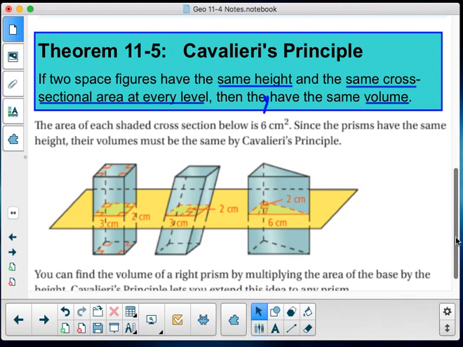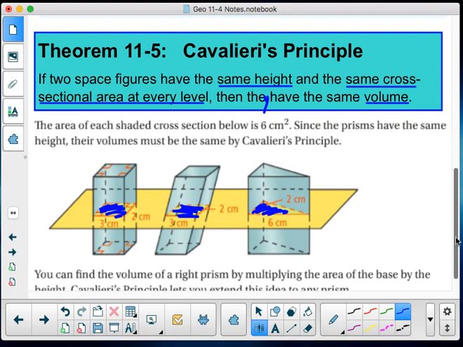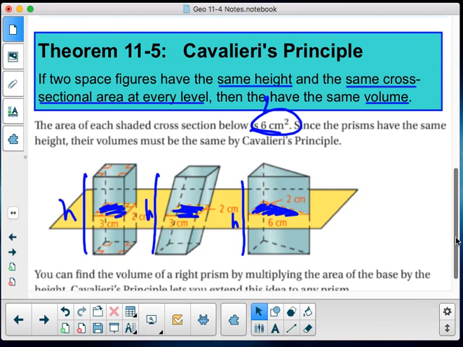Now, the area of each shaded cross-section below is 6 centimeters squared. Since the prisms have the same height, their volumes must be the same by Cavalieri's principle. Keeping in mind, we're talking about cross-sectional area here. These cross-sectional areas, all of them, are the same. They're all 6 centimeters squared. And because the height, h, in each case is the same, their volumes will be the same because the cross-sectional area is the same at every level all the way through.